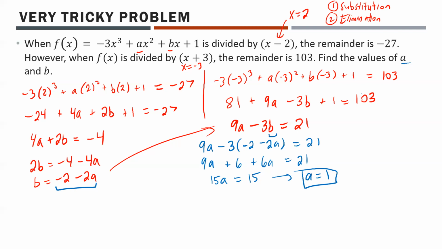Here's the question though. How do we find b? Well, here's the great news. Notice back in our formula for b where we got b all by itself over here, b is just negative 2 minus 2a. We know what a is equal to now. Let's just solve for b. So b equals negative 2 minus 2 times a. A is 1. So this is going to be b equals negative 2 minus 2. And that, of course, is going to give us b equals negative 4.